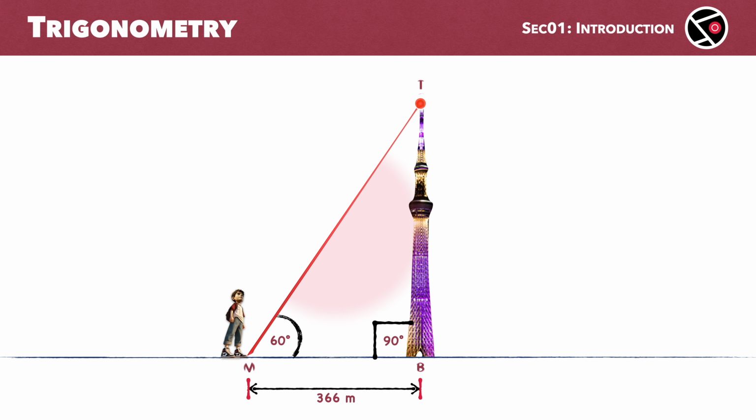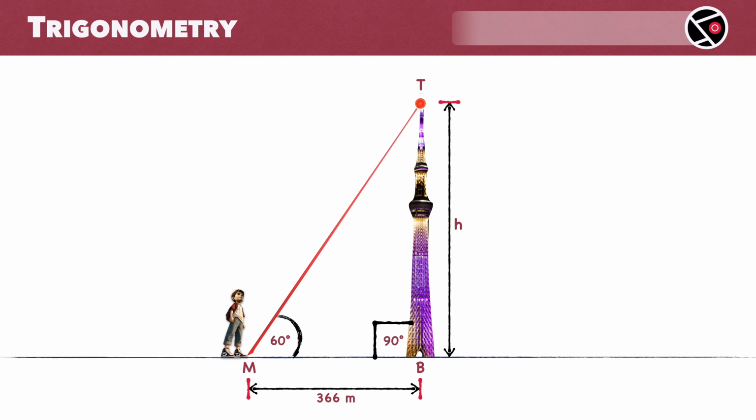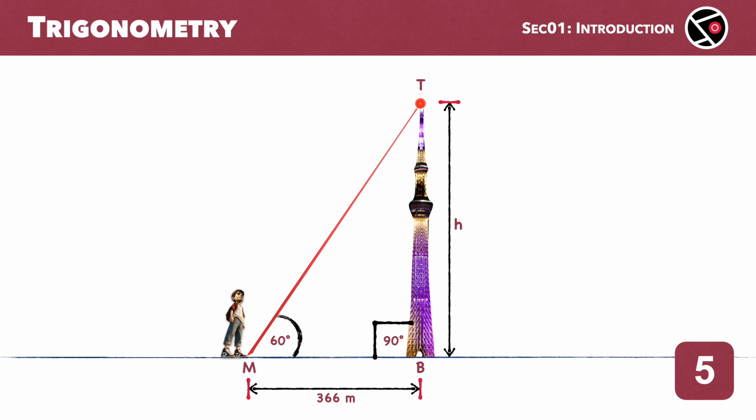Triangle TBM is a right-angled triangle. Let me label the height of tower TB as h. So how will you find this height h? Remember, no trigonometry, no sine, no cos, nothing. Absolutely no trigonometry. Pause the video and give it a try.